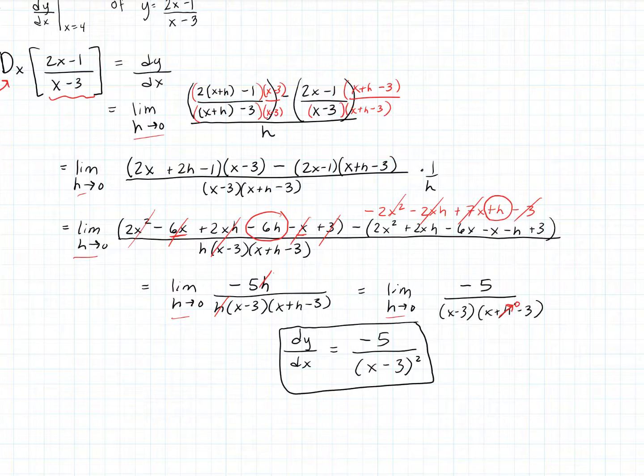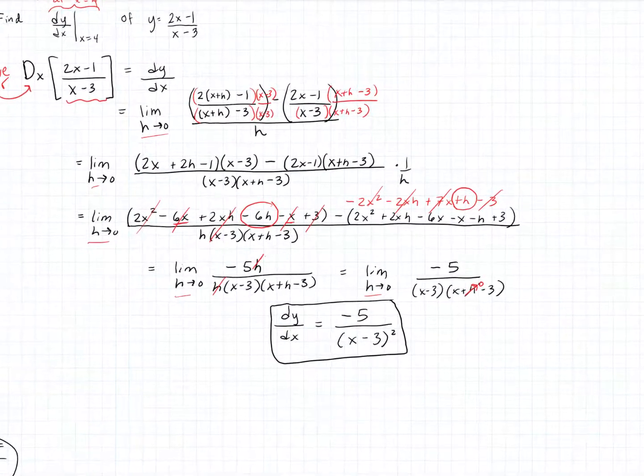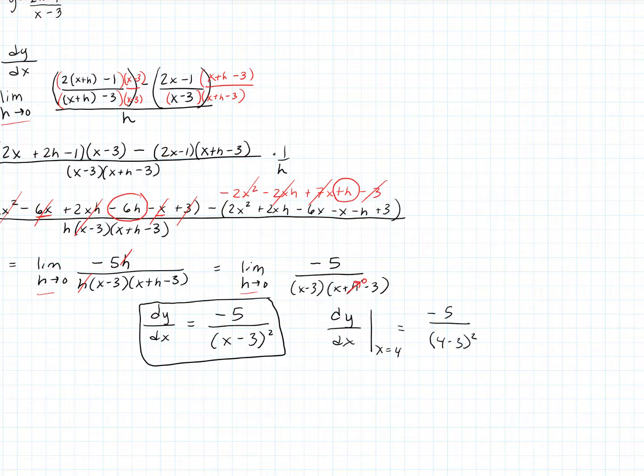Now I was asked to compute the derivative at x equals 4, right? So now let's finish it out because that was the actual question. Find the derivative at 4, which is the slope of the tangent line at 4. So dy dx evaluated when x equals 4 would be negative 5 over (4 minus 3) squared, which is 1. So the derivative at 4 is negative 5.